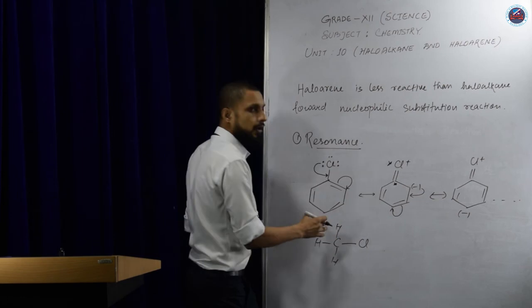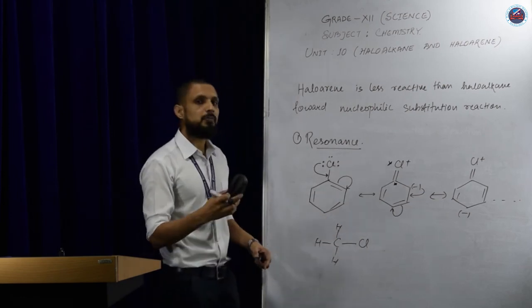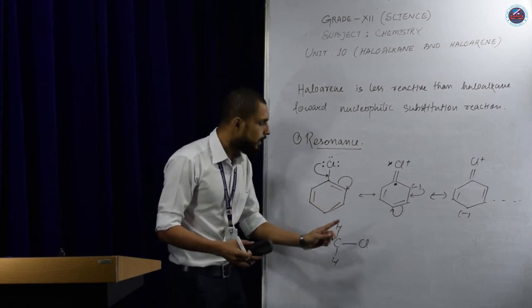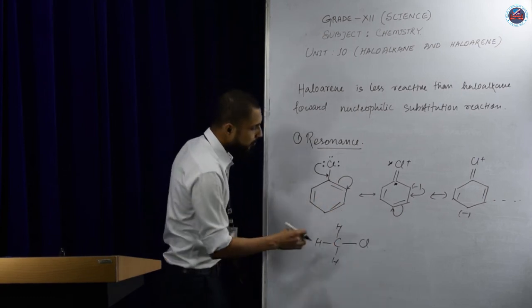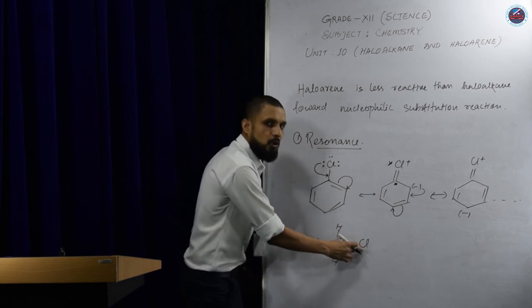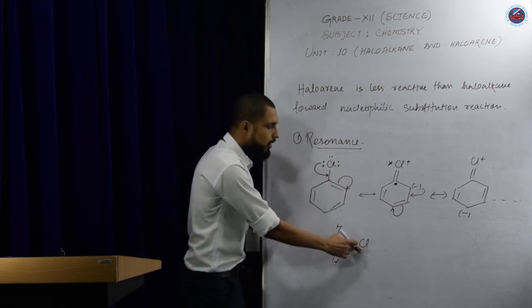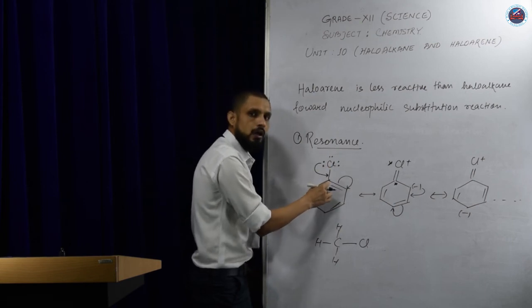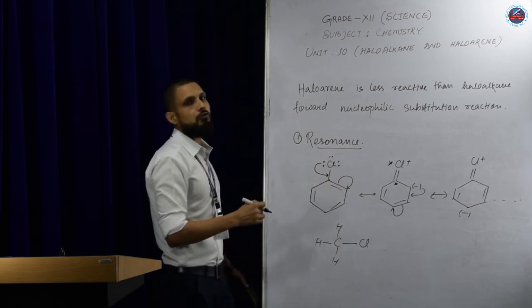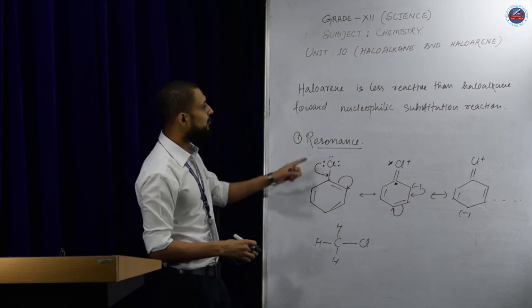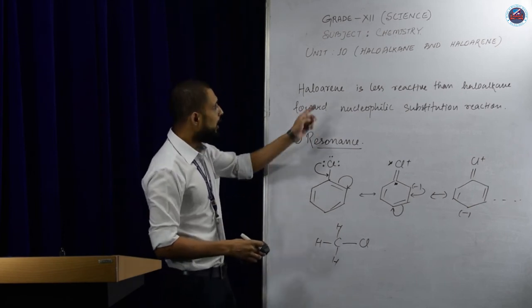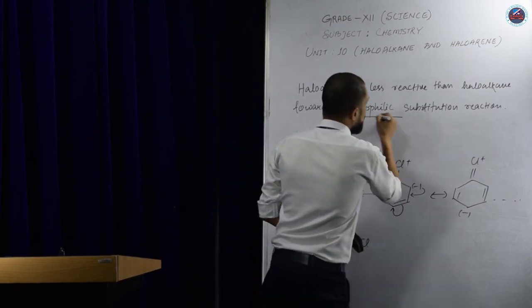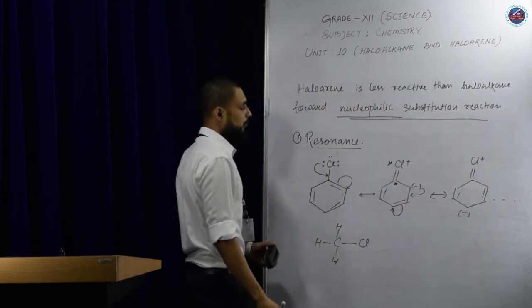So if you compare, where is it easier to substitute the nucleophile? It's easier to substitute the nucleophile in haloalkane. Why? Because the C-Cl bond is weaker in haloalkane compared to haloarene. That is the important factor which decides the reactivity of haloarene and haloalkane toward nucleophilic substitution reaction.